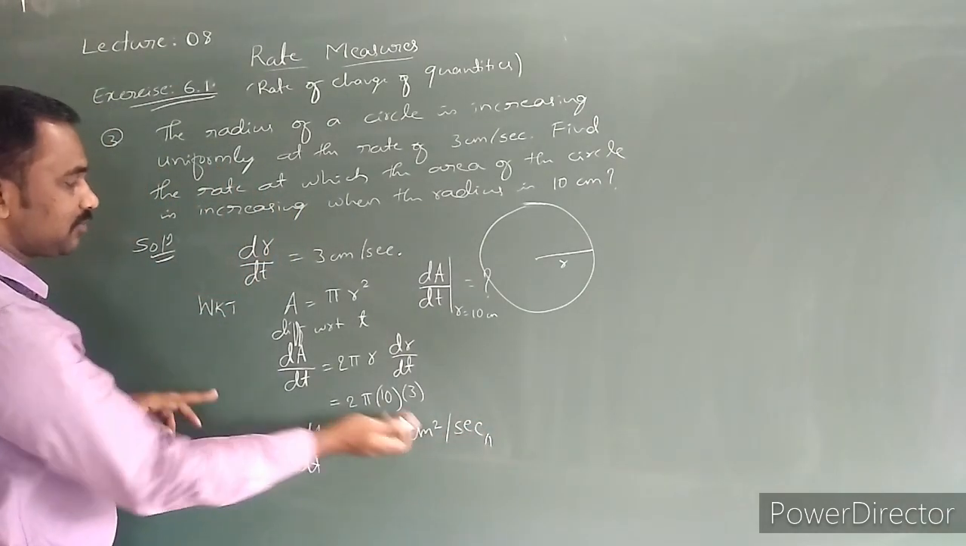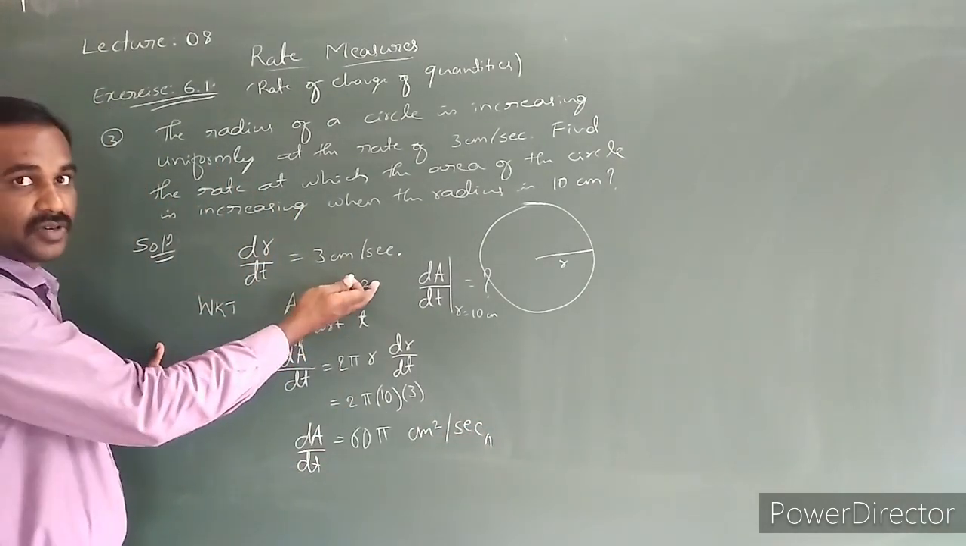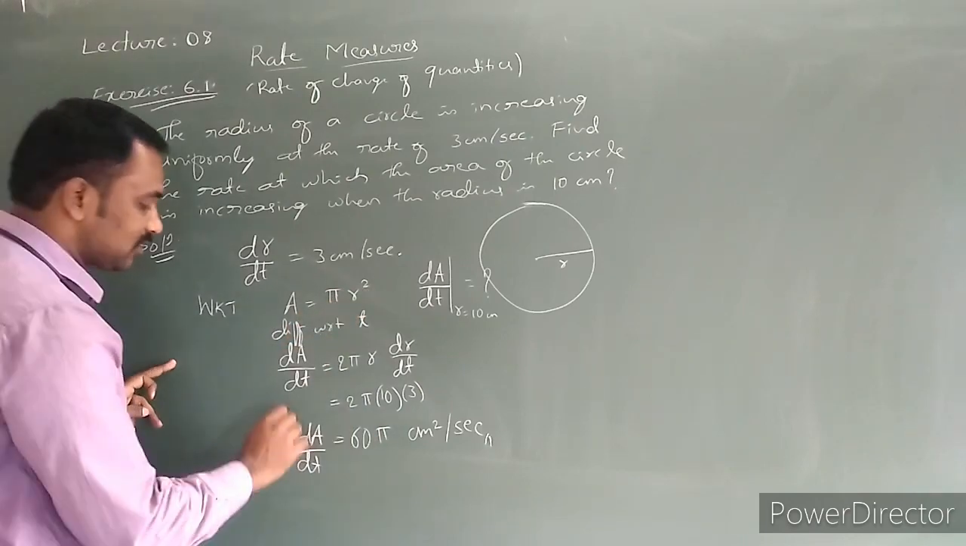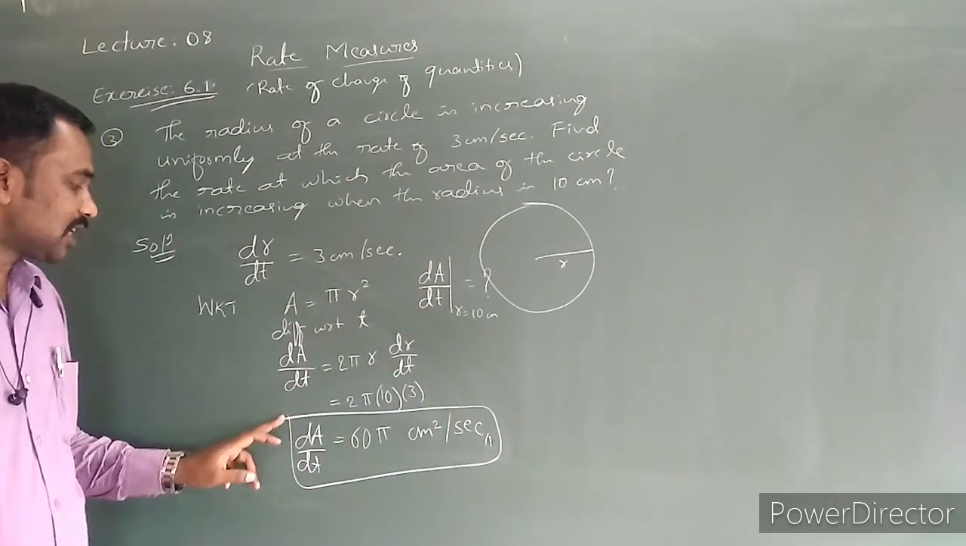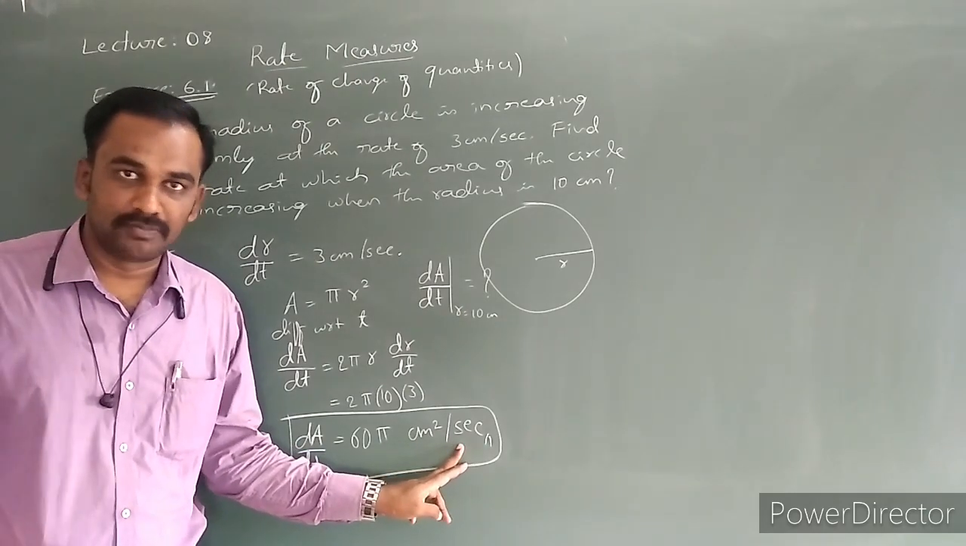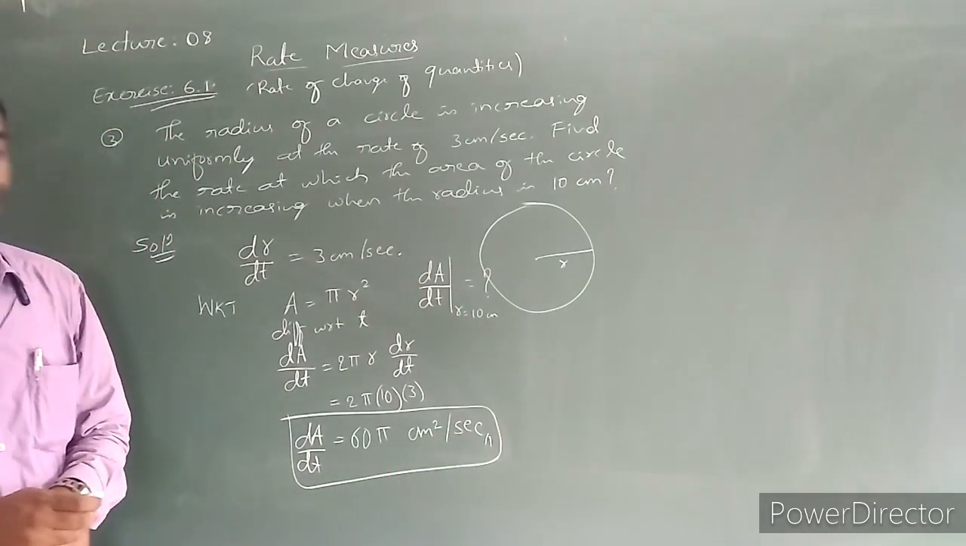Why am I taking centimeter square? Because it means area, r square. So that is the reason I am taking centimeter square, and with respect to time I am differentiating, so that is per second. Hence the solution.